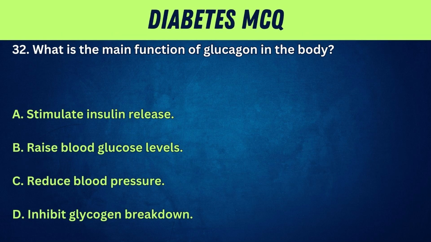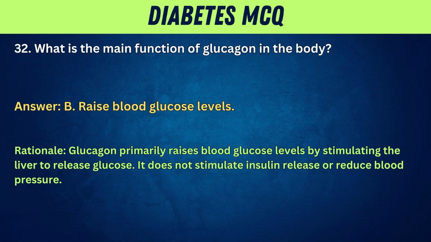32. What is the main function of glucagon in the body? A. Stimulate insulin release. B. Raise blood glucose levels. C. Reduce blood pressure. D. Inhibit glycogen breakdown. Answer: B. Raise blood glucose levels. Rationale: glucagon primarily raises blood glucose levels by stimulating the liver to release glucose. It does not stimulate insulin release or reduce blood pressure.